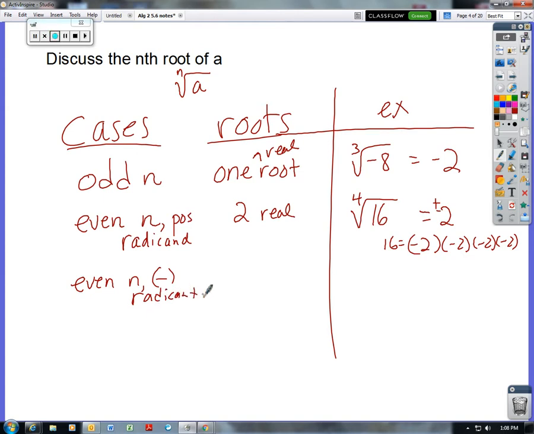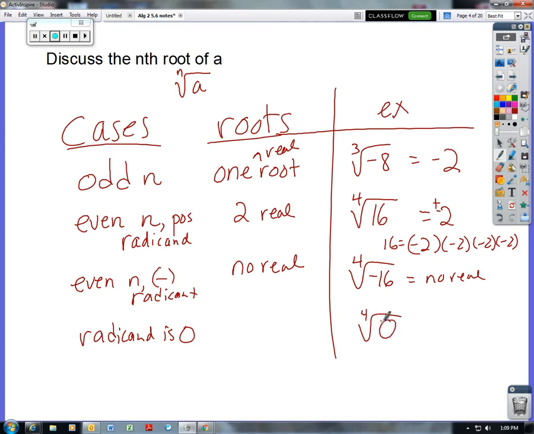And then if you have an even n and a negative radicand, so let's do the same root, fourth root of negative 16. What number would you multiply by itself 4 times to get a negative? That's impossible. There are no real roots on that one. So no real roots. And if the radicand is 0, if you take any root, fourth, whatever, of 0, you're going to get 0. So there's one real root on that one, and it's 0.